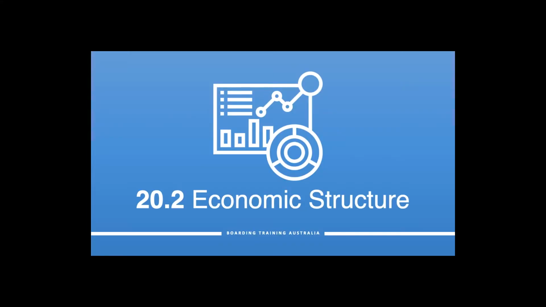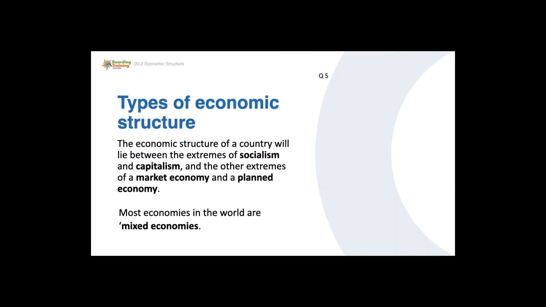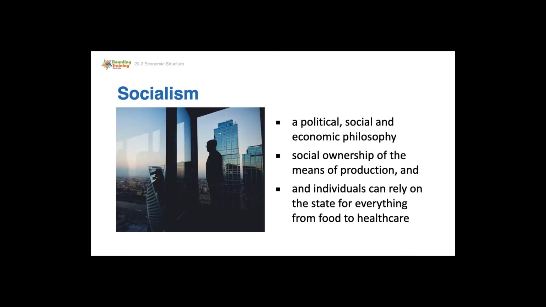Just to recap on this second section on economic structure, the types of economic structure will lie between the extremes of socialism and capitalism and the other extremes of a market economy and a planned economy, with most economies in the world being mixed economies, and that will help you with question 5.